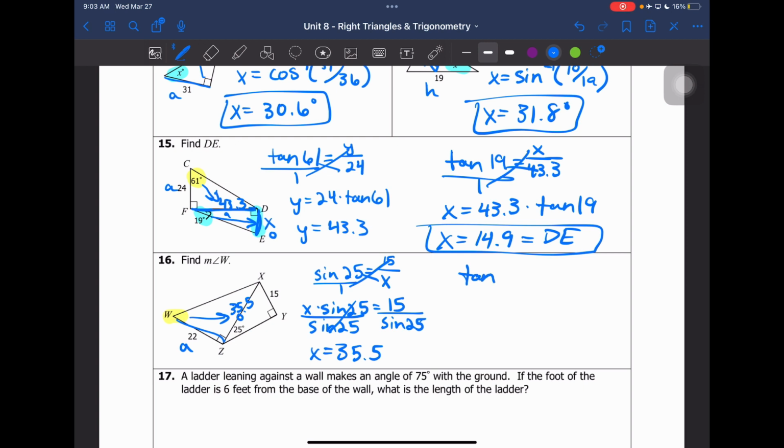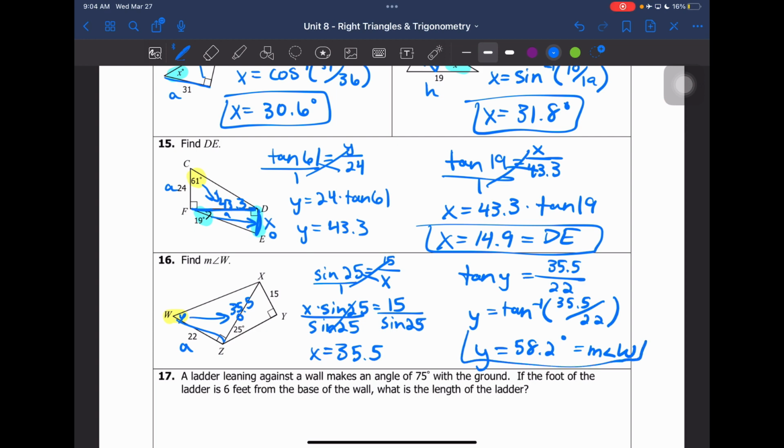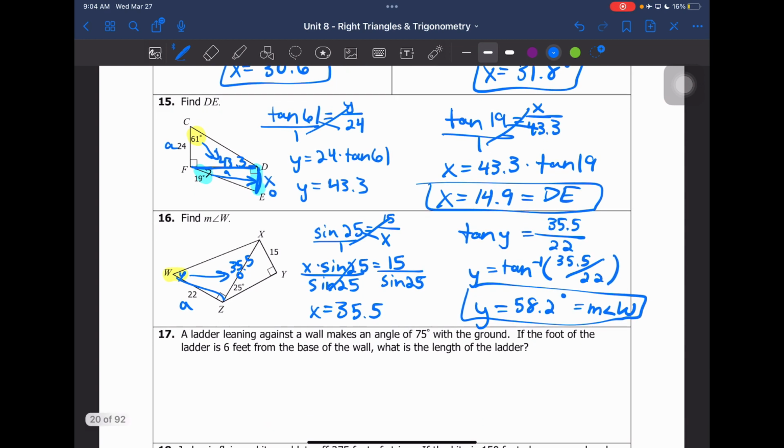I don't know that angle measure. I'm going to call this y. So tangent of y is equal to, and it's opposite over adjacent, so I'll put 35.5 over 22. And then to find y, I just need to use inverse tangent of 35.5 over 22. So y is just equal to 58.2. And we're talking about the angle measures, the measure of angle W. So this is our answer, 58.2 degrees.